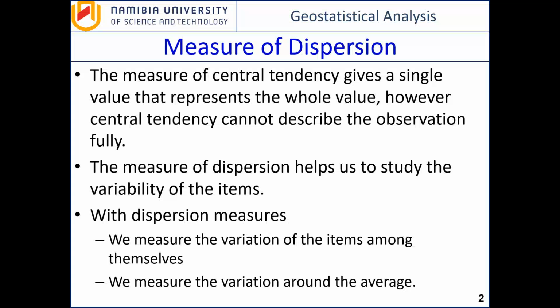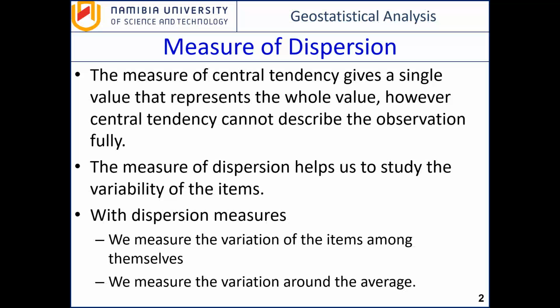The measure of central tendency gives a single value that represents the whole population, the whole value. However, central tendency cannot describe the observation fully. The measure of dispersion helps us to study the variability of the items. With dispersion, we measure the variation of the items among themselves, and we measure the variation around the average. What does it mean? It means that, yes, we can have a central tendency measurement to represent the population.